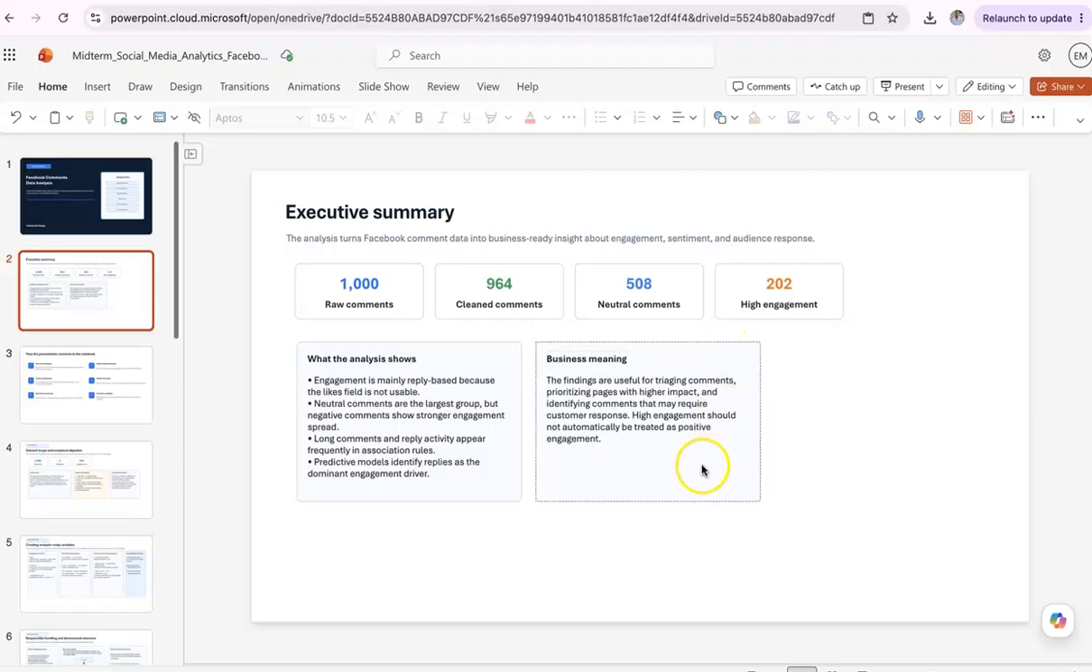These findings are useful for triaging comments, prioritizing pages with higher impact, and identifying comments that may require customer responses. High engagement should not be automatically treated as positive engagement.